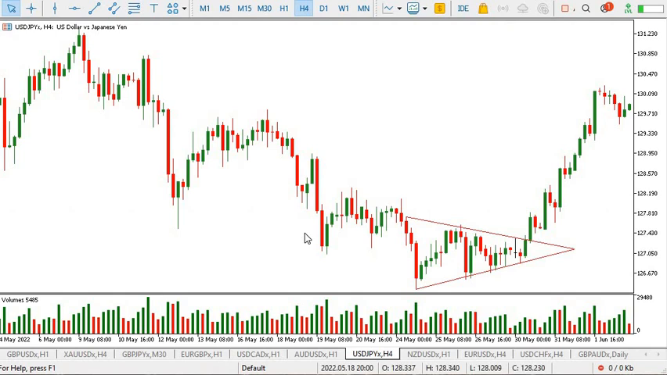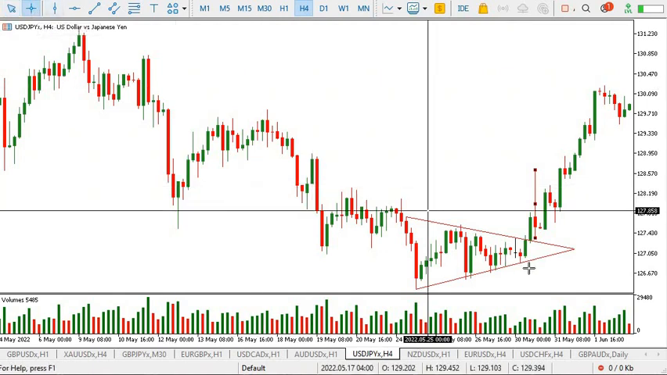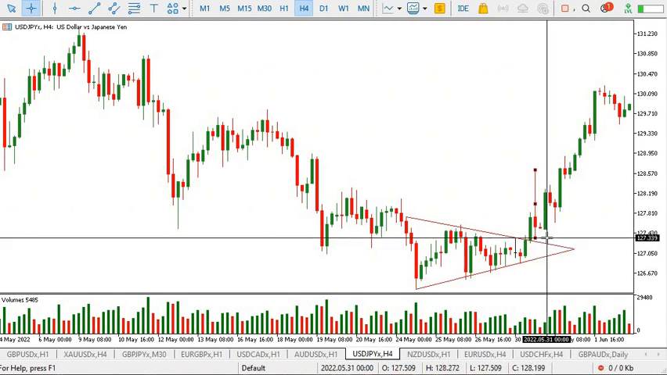So this is how a symmetrical triangle looks on the chart. We can see the pattern formed between 120 to 130 pips. So we will target this many pips too once the breakout happens, and the breakout happened to the upside, and you can see the market could have easily achieved and hit our target if we had taken our entry at the breakout point.